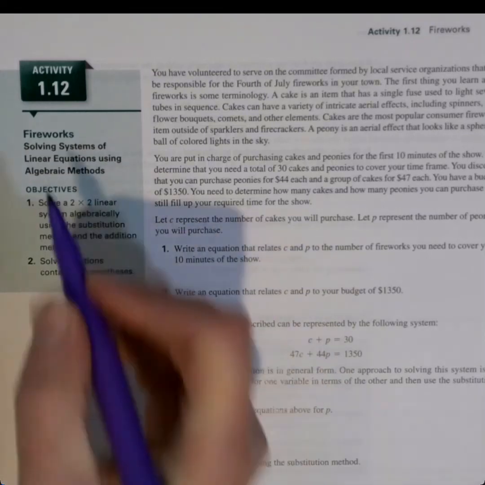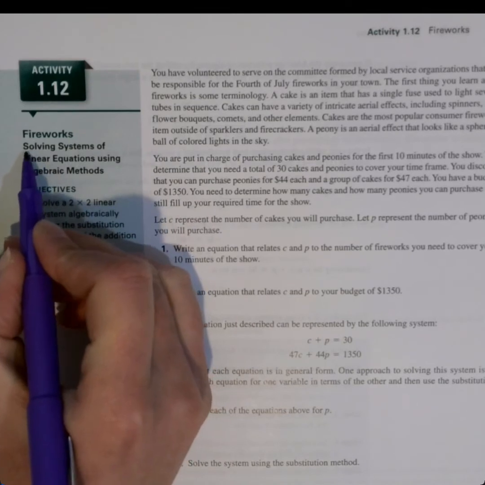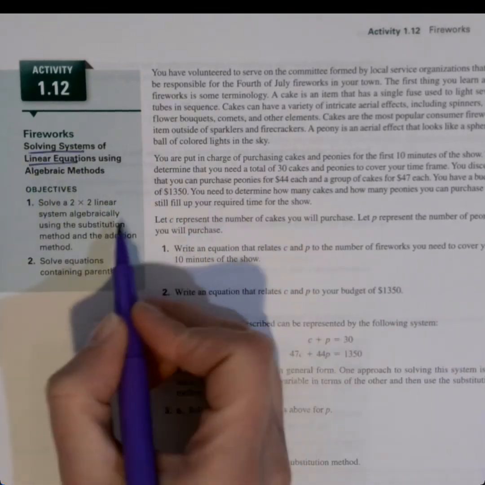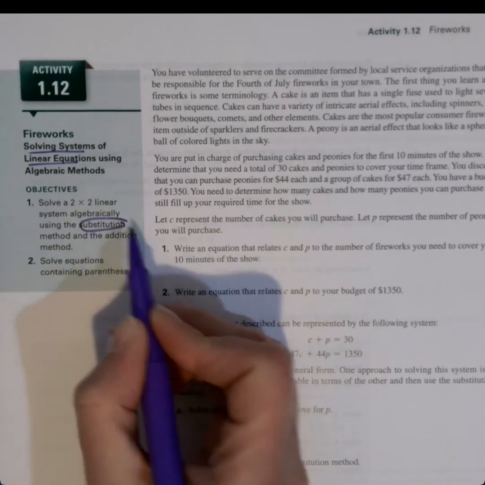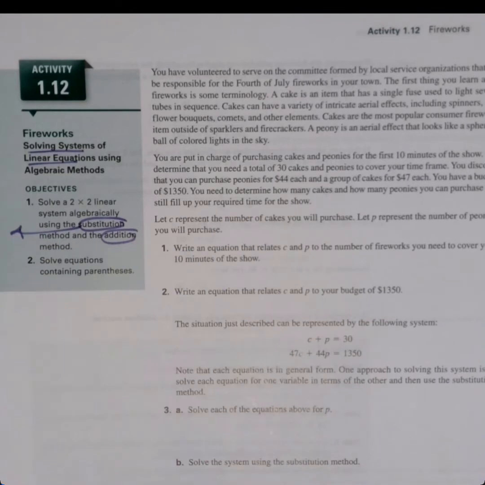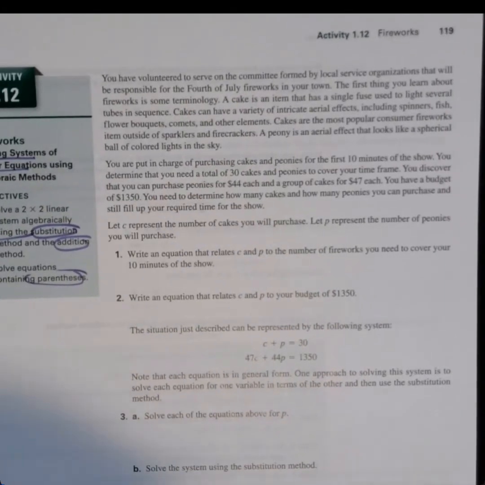In section 11.2, we're going to work some more on solving systems of linear equations using algebraic methods. We're going to use both the substitution and addition method. We already did the substitution method in section 11.1. We're going to do it more in this section in a few additional contexts. The way we set up these questions is going to be different. Some of these are going to involve parentheses, and we shall see how they go.